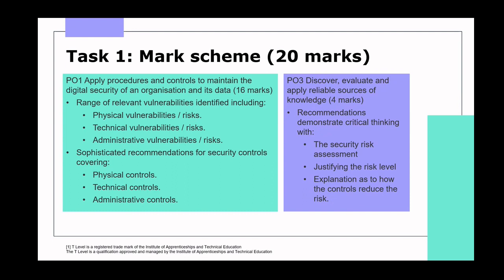And as for the marks and the examiners, you'll see here that students do need to cover those physical, technical, and administrative risks for performance outcome 1. And for performance outcome 3, it's about showing again that critical thinking in their security risk assessment, justifying that risk level and explaining why their control measures are actually going to be effective. Why will they work to reduce the risk?